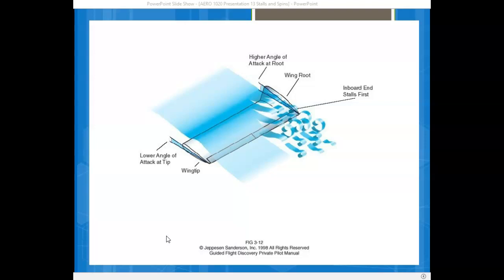A wing washout is the difference between the angle of incidence at the wing root and the angle of incidence at the wing tip. So wing washout is when the wing is twisted so that the angle of incidence at the root is greater than the angle of incidence at the wingtip. And that will allow the root of the wing to stall, or reach the critical angle of attack, before the wingtip, and that will leave the aileron effective for a longer period of time, giving the pilot more control during the progression of a stall.